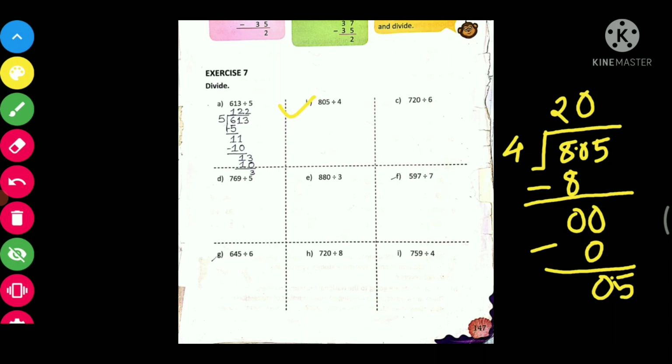Now we'll see the multiplication table of 4. So we know that 4 1s are 4, 4 2s are 8, which is bigger than 5, so we'll take only 4. So after subtracting we'll get 1. Okay, so like this only you have to divide if 0 is there in the dividend part.